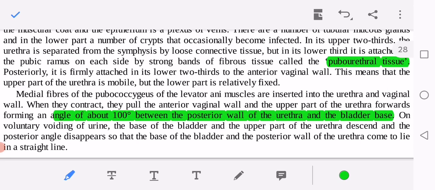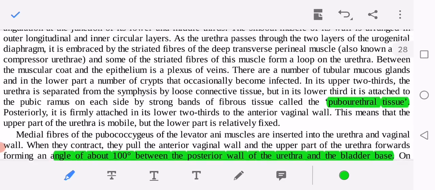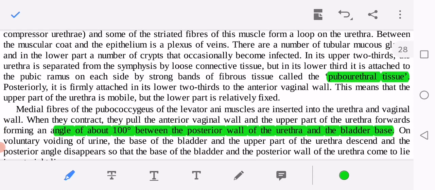So on voluntary voiding of urine, the base of the bladder and the upper part of the urethra descend, and the posterior angle disappears, so that the base of the bladder and the posterior wall of the urethra come to lie in a straight line. So its anatomy is very important, starting from this part, that in its upper two-thirds, the urethra is separated from the pubic symphysis by loose connective tissue, and starting from this, it is very important, this portion.